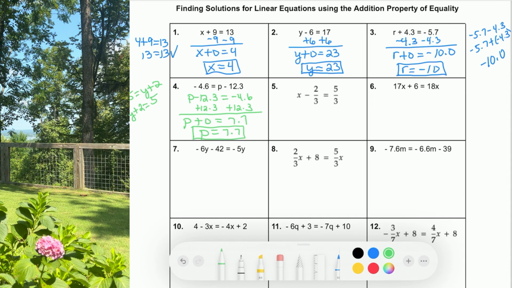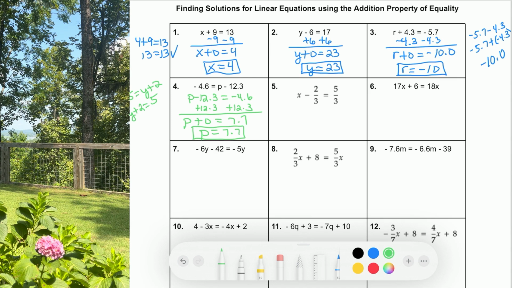Number 5, we have fractions, but thankfully we have common denominators, so we don't have to worry about that part just yet. Eventually you will have to get common denominators, but just for the simplicity of focusing on the steps, they kept the denominator the same.